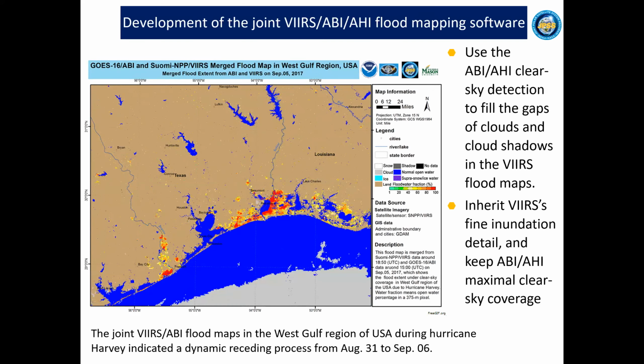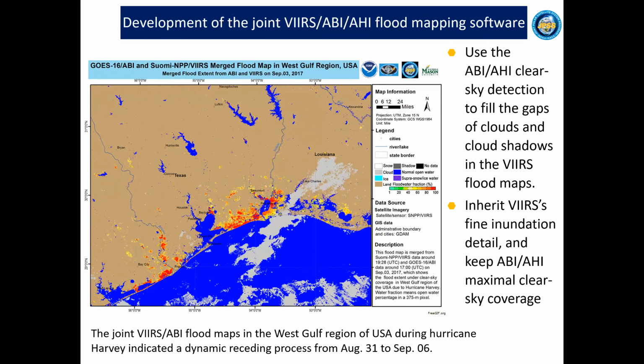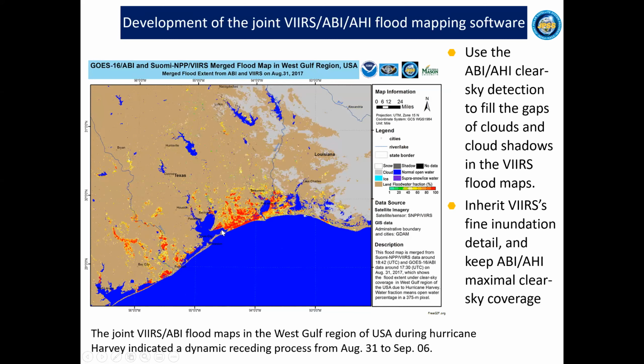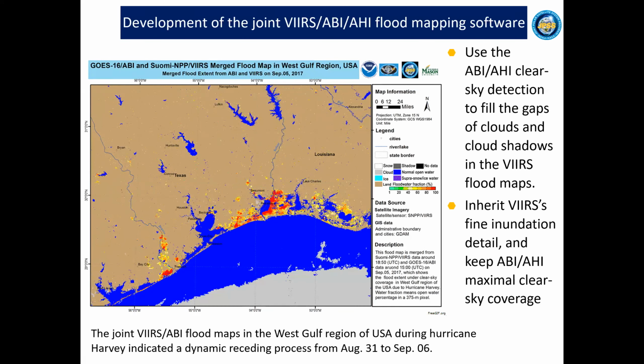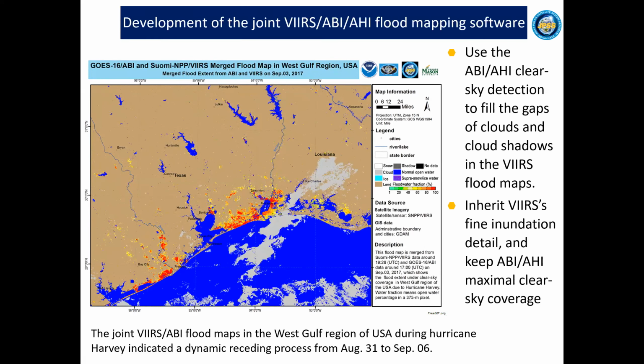So the products are expected to inherit the fine inundation detail from VIIRS and keep ABI and AHI's maximum clear sky coverage. This shows an example of the joint VIIRS-ABI flood maps in the West Gulf region of the United States during Hurricane Harvey. With the joint flood product, we almost derive a complete, very clear sky flood map every day, which indicates a dynamic receding process from August 31st to September 6, 2017.